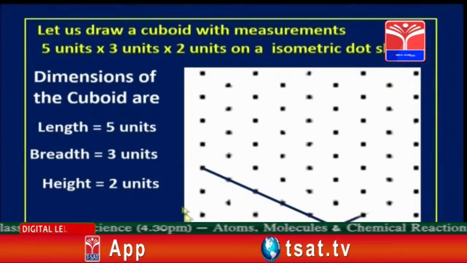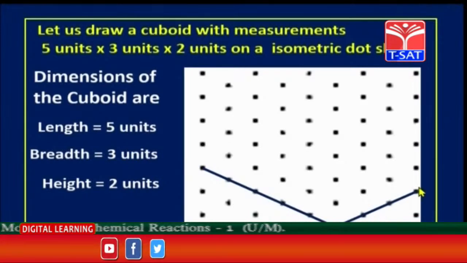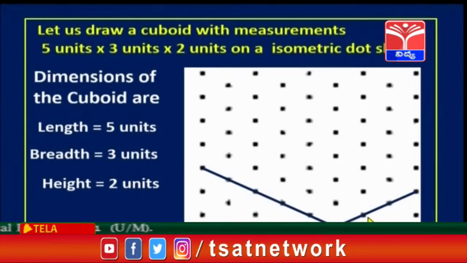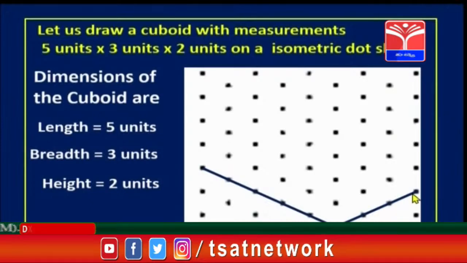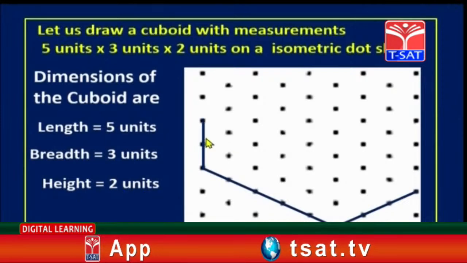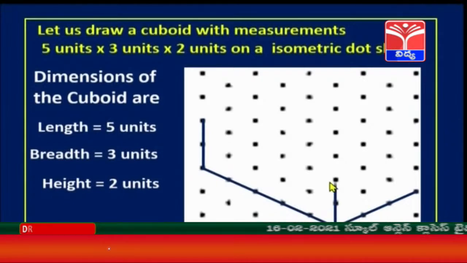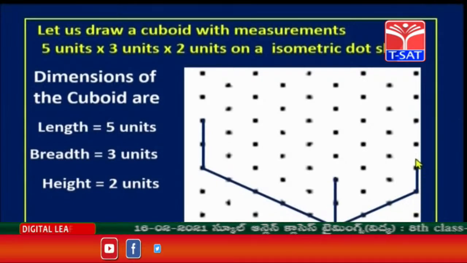Next, the breadth is 3 units, children. So if you want to include this, you have to take 4 points. If you want to exclude this, you have to take 3 points. 1, 2, 3. Okay, we have taken length, we have taken breadth. Now what is the height, children? Yes, it is 2 units. So 2 units above, I am joining 2 points above. Here also 2 points above, here also 2 points above.